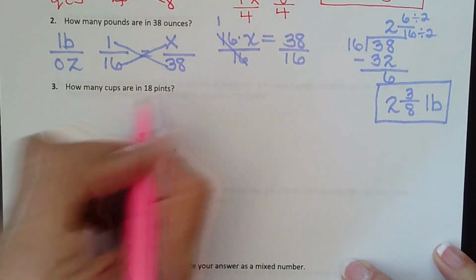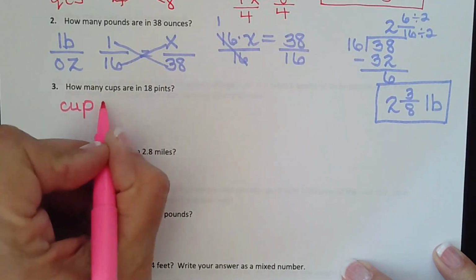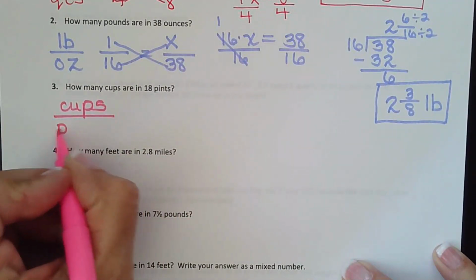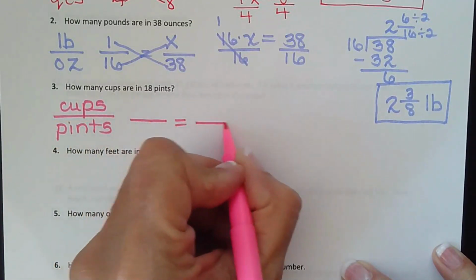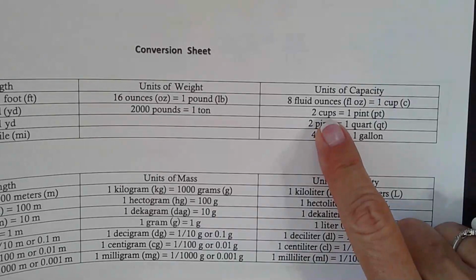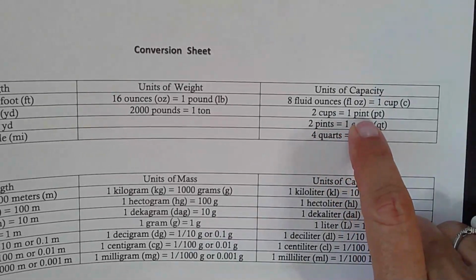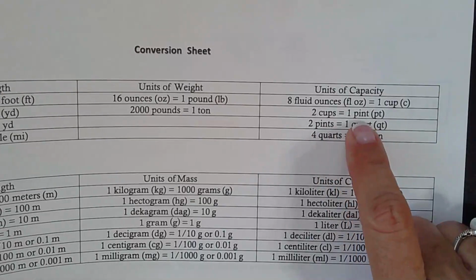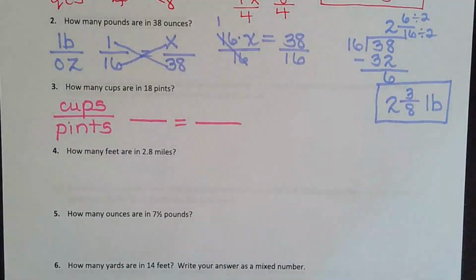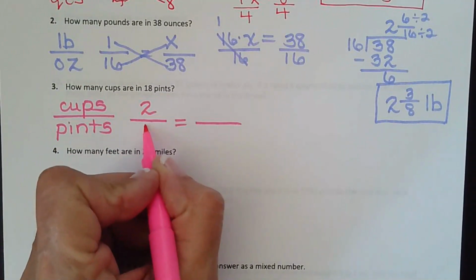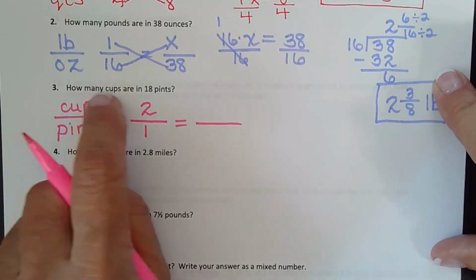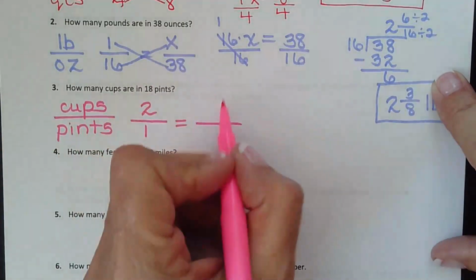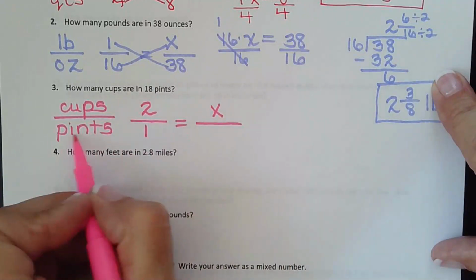Okay, so this one we're comparing cups and pints. So get our fraction ready, and we look over here and we see 2 cups equals 1 pint. So we put 2 on the cup side, 1 on the pint side. So 2 cups equals 1 pint. And then we go to the problem for the second fraction. How many cups? So cups is going to have the X up there, equals 18 pints.